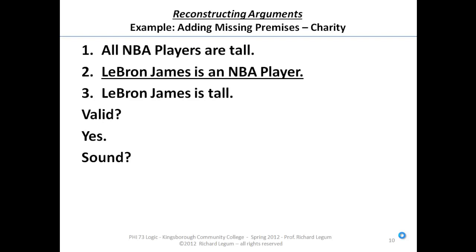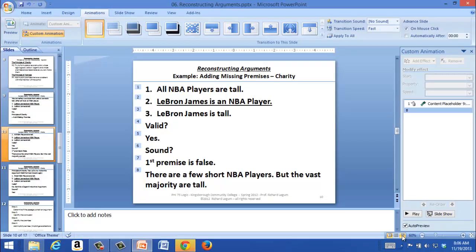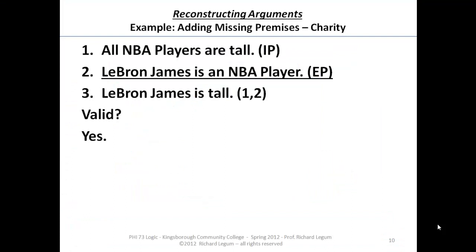So what we should do is go back now and annotate that argument to show what our implicit and our explicit premises are. Our first premise was an implicit premise. Is it sound? Well, we said not. That first premise is false, right? There have been people, and there are guys who are short, 5'6", 5'8" tall, who are in the NBA, the National Basketball Association. That is, they're professional players.